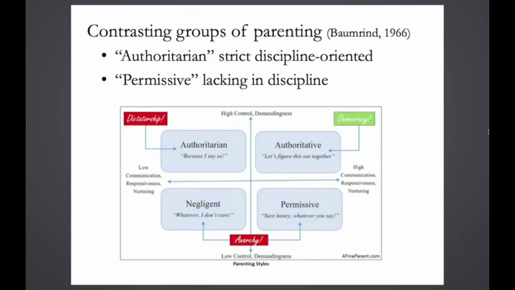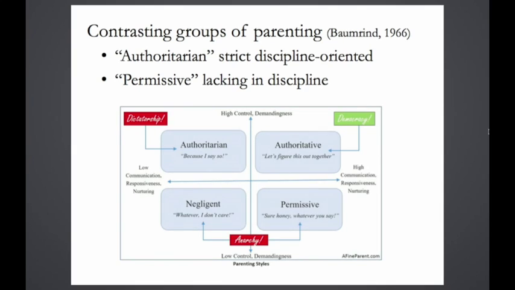You see the authoritarian parent, where it's their way or the highway, so they're dictators. The rules are the rules in their house. Then there's the negligent parent, whatever, I don't care. Then there's the permissive parent. Do whatever you want, sure, that's fine. And then there's the ideal parent, the authoritative parent. So it's more like a democracy, let's figure it out.